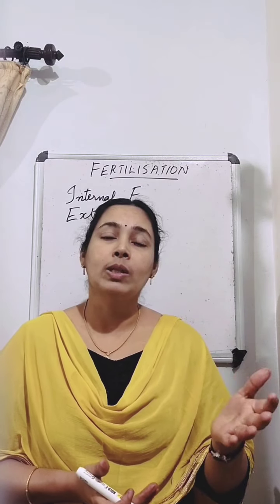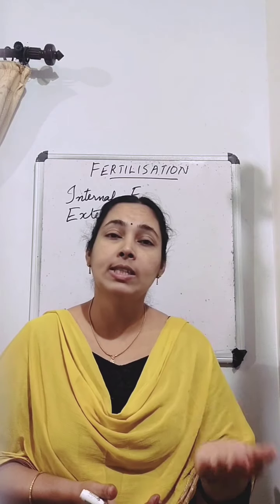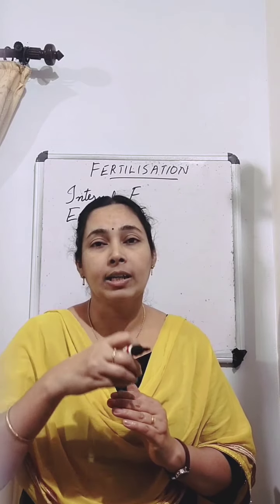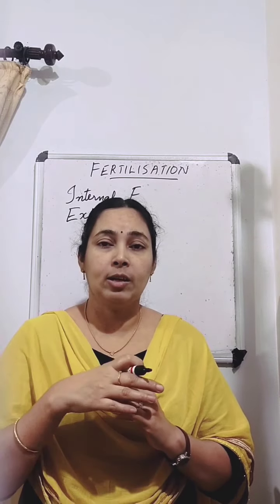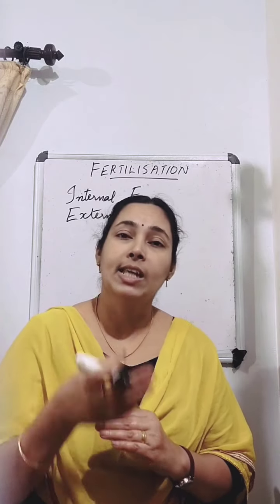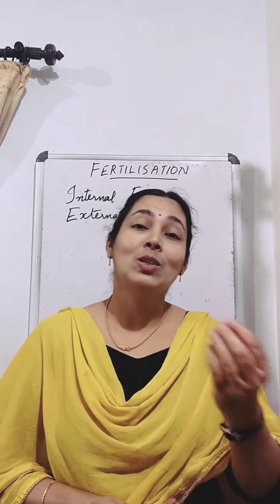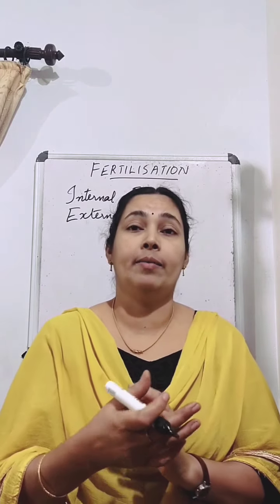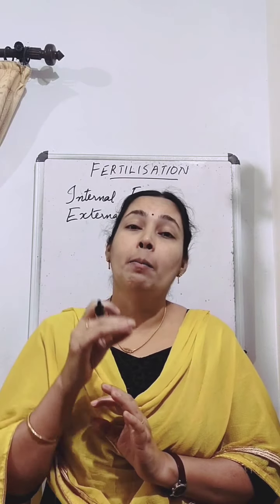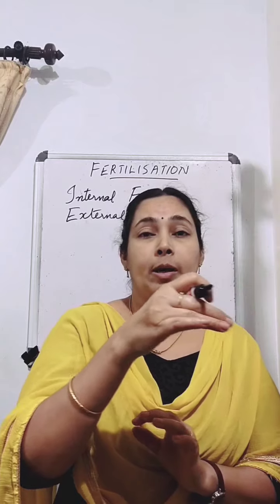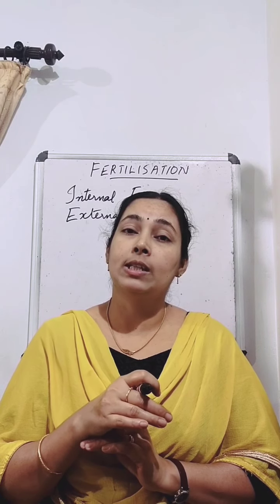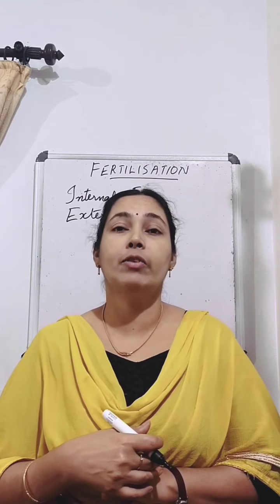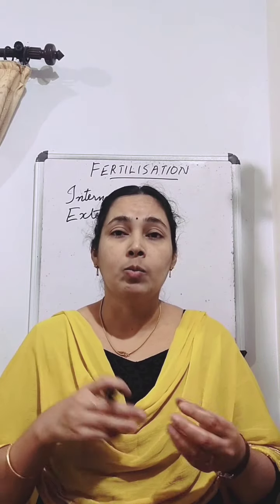In human beings, sperms are deposited inside the female body, and they move towards the ovum in the oviduct, and fertilization takes place inside the oviduct. But in frogs, the female lays unfertilized eggs in the water. And as the eggs are laid, the male deposits sperms over them, not inside the body of the female.